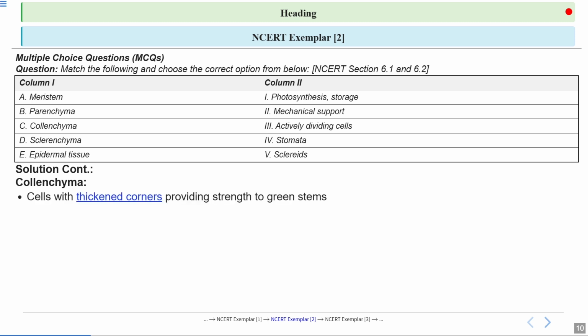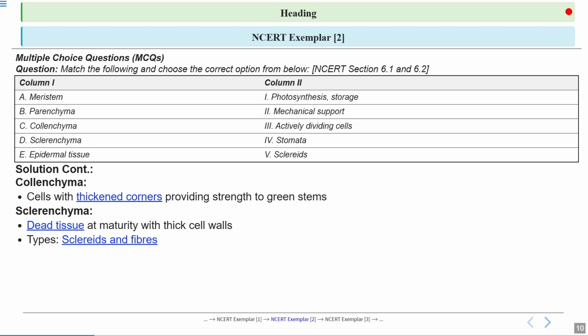Collenchyma: cells have thickened corners, providing strength to the green stems. Sclerenchyma: dead tissue at maturity with thick cell walls. Their walls are very thick and they are dead. Types and examples: sclereids and sclerenchymatous fibers are examples of it.